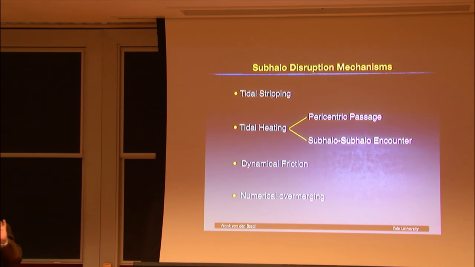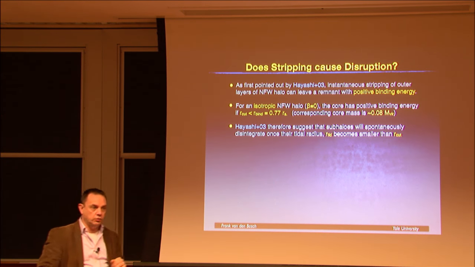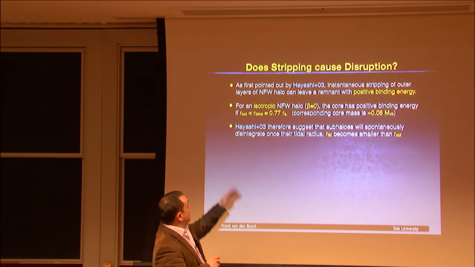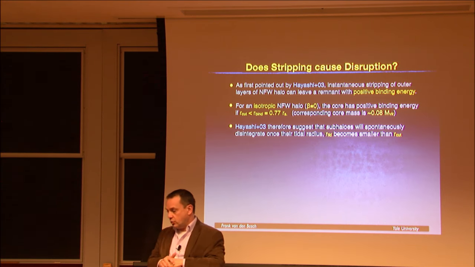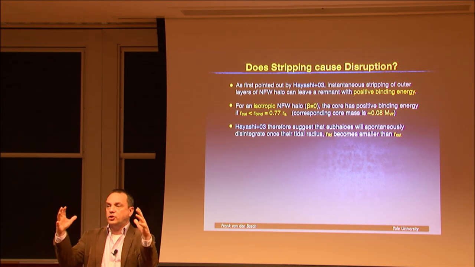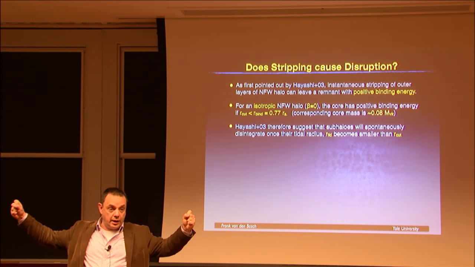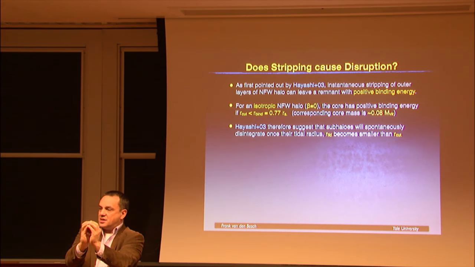Well, let's start by looking at tidal stripping, and ask, can tidal stripping cause complete disruption of subhalos? I came across this paper by Hayashi, which is quoted a lot, and they pointed out something really interesting. If you take an NFW halo and instantaneously remove the outer layers down to about 0.77 times the scale length of the halo, then the central remnant that remains has a positive binding energy. You're like, really? You can actually calculate it, and it's true.